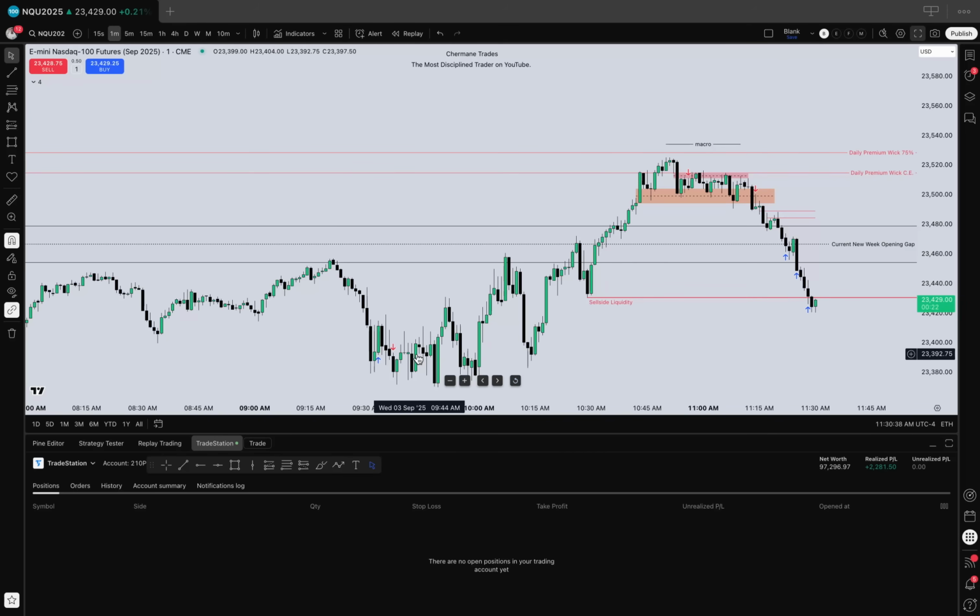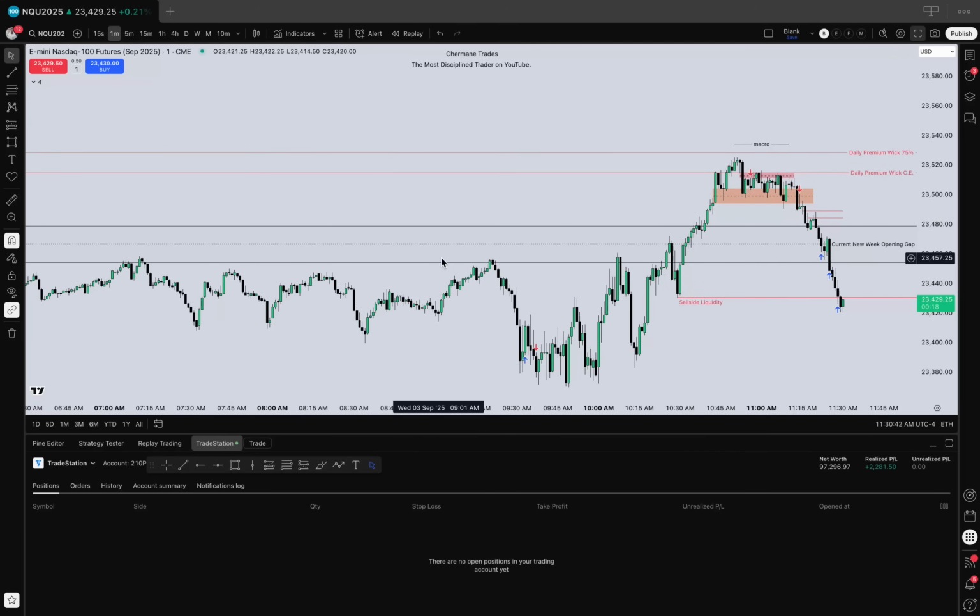And you can see my first loss there. I can't remember if I showed that. Trying to go long, looking for relative equal highs here.